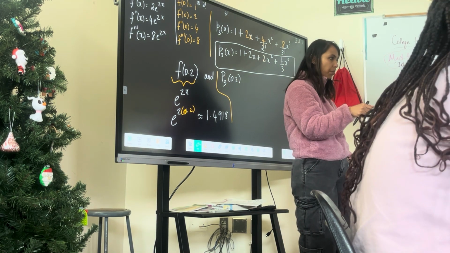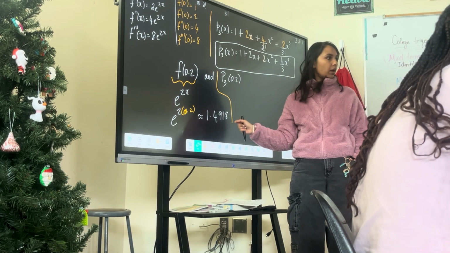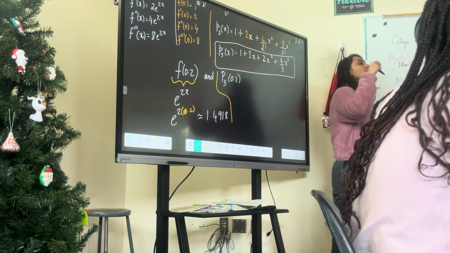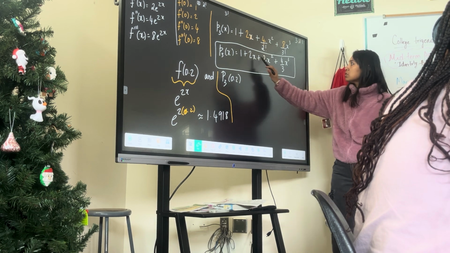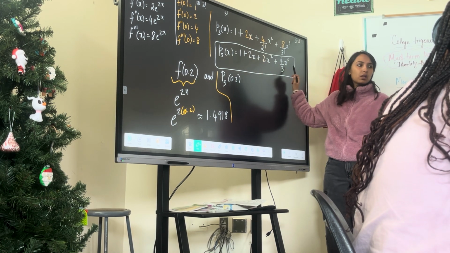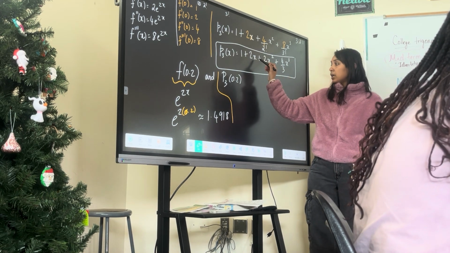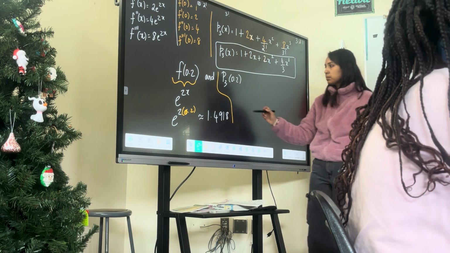This is a calculated approximation. Obviously, the calculator has a code or something that gives you better. But now we're using calculus to approximate that. When we use calculus to approximate it, this is what we wrote. This is a polynomial approximation method that we wrote. So now you're going to plug in 0.2 for x in the expansion and see if it is closer.